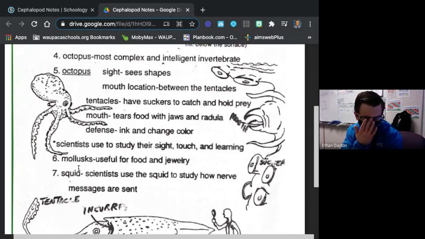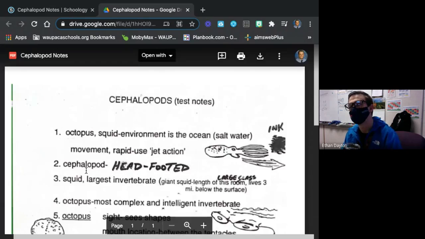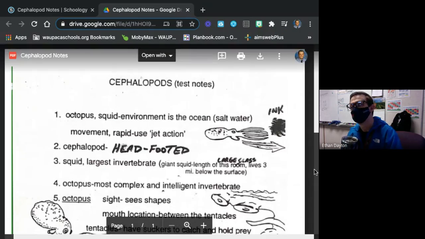Oh yeah, how do they move? What's one way they can move? Parker. With their siphons. Yep, and what do they call that? Jet propulsion. Very good. All right, I think that's a good enough review.